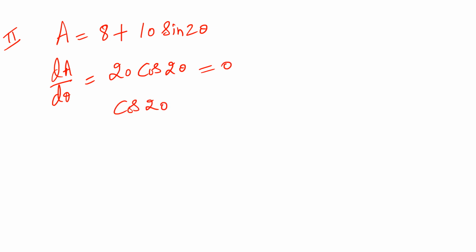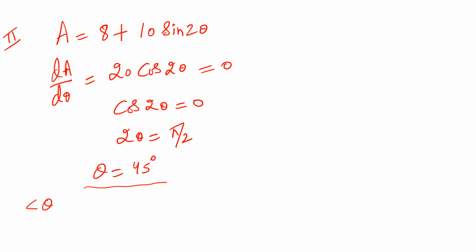So from here we get cos 2 theta equal to 0, or 2 theta is equal to pi by 2, or theta becomes equal to 45 degree or pi by 4. Now students, we already know that theta is greater than 0 and less than pi by 2. So that means there are no other points to be considered for finding maxima and minima. There is only one point, and that is theta equal to 45 degree. And to determine whether we are going to get maxima or minima, we will use second derivative test.